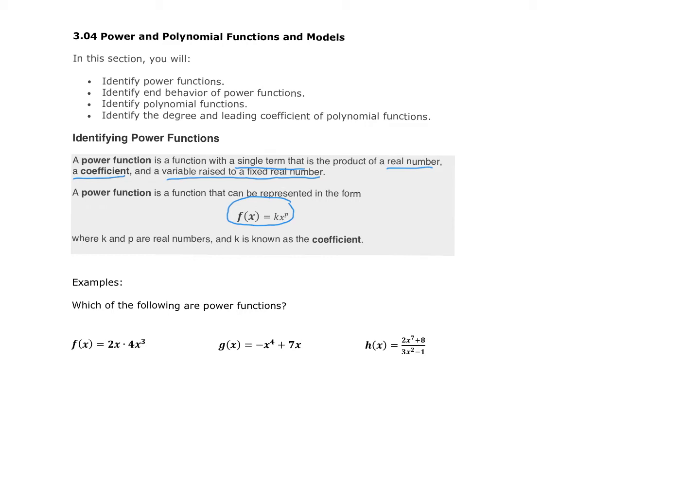Well, remember, they have to be a single term. But on this one, you may notice that it's very easy for us to combine these into one term. Well, it actually is one term, but we can combine them as 8x to the fourth. So this is a power function. The second one is not a power function because I cannot combine these, they are not like terms, and I have more than one term. So this is not a power function. And similarly here, I have a function divided by another function. It's not a single term, so it's not a power function.